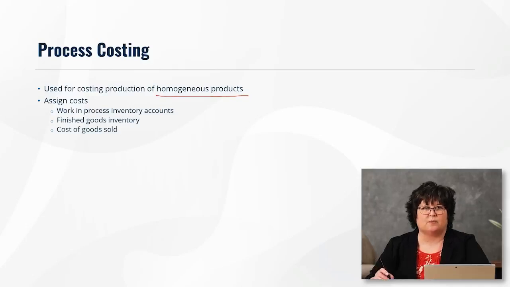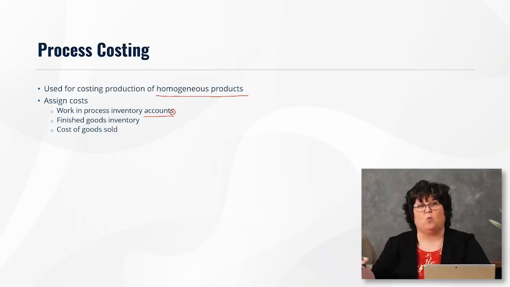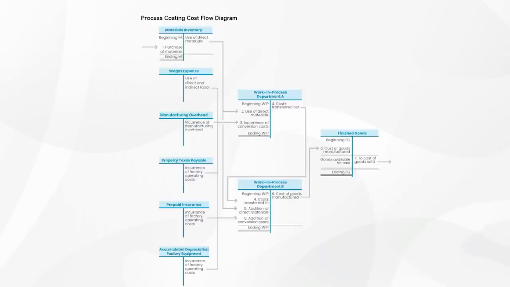Now, one little thing you might not have picked up on, did you notice that I said work in process accounts? I have an S on the end of that. There can be more than one work in process. Actually, each department or process will have its own work in process account. So we will often see multiple work in process accounts when we're doing process costing.